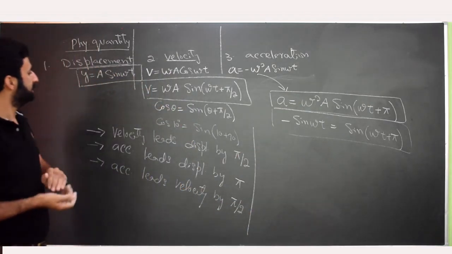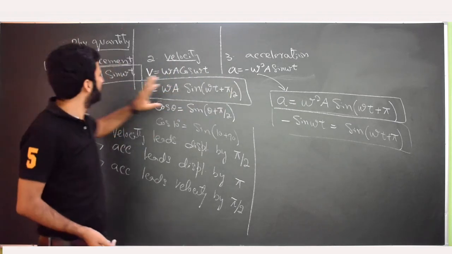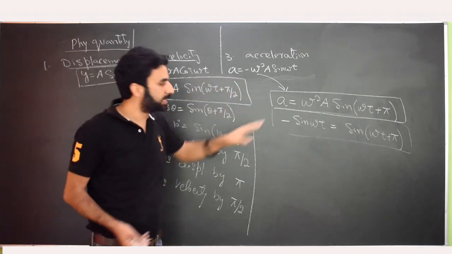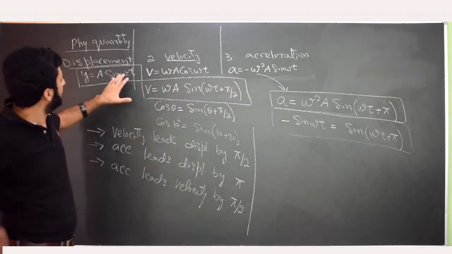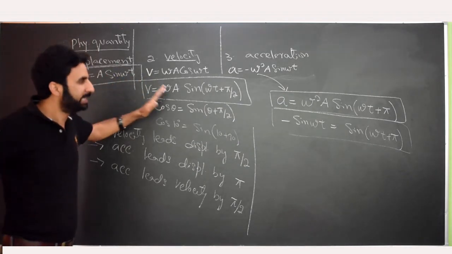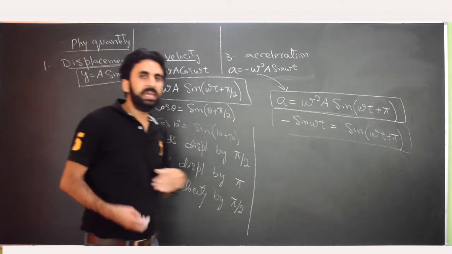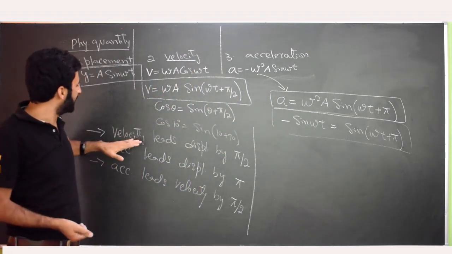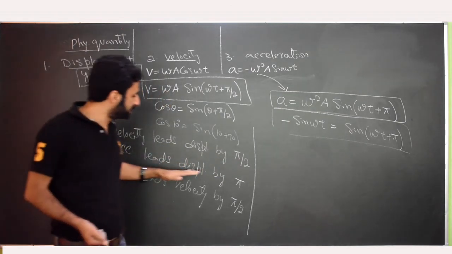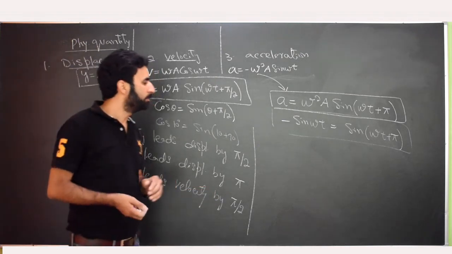So this is the phase relation between displacement, velocity and acceleration, where we have tried to put the equations for displacement, velocity and acceleration on a similar platform, and we compared the corresponding equations between displacement and velocity, between displacement and acceleration, and between velocity and acceleration, and we reached the conclusion that velocity leads displacement by pi by 2, acceleration leads displacement by pi, and acceleration leads velocity by pi by 2.